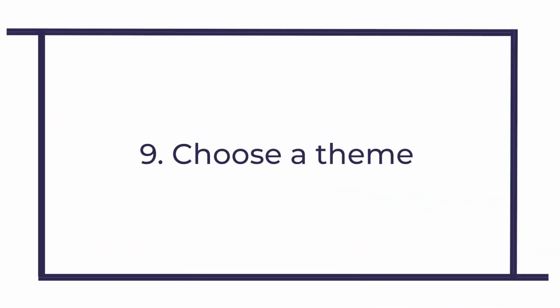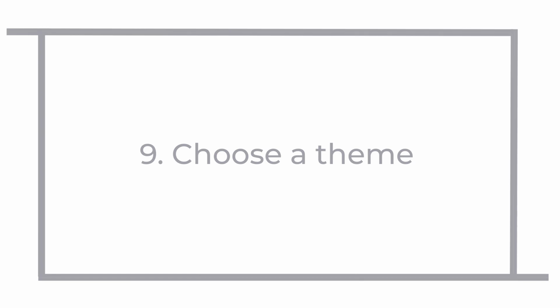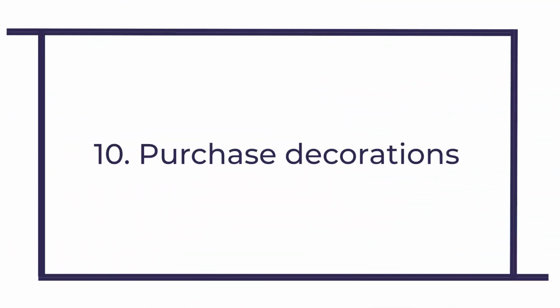The 9th step is to choose a theme for your homecoming dance. So you could do things like a night under the stars, disco fever, carnival theme, a masquerade ball, lots of different options. The 10th step is to purchase homecoming decorations.